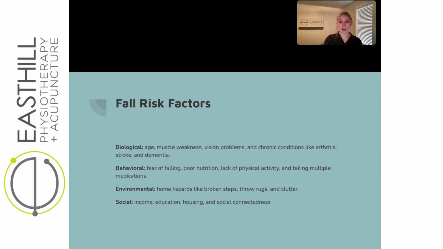So taking a look at fall-associated risk factors, they can be biological, such as muscle weakness, our general health and well-being, or age. They can also be behavioral, and this can include a fear of falling, poor nutrition, lack of physical activity, or taking multiple medications. They can be environmental factors, such as home hazards. With this, we look at broken steps, throw rugs, or clutter. Or they can be social, which can include income, education, housing, and social connectedness.